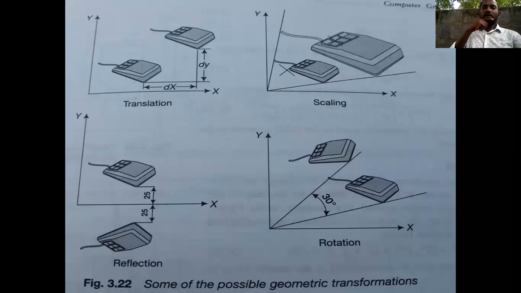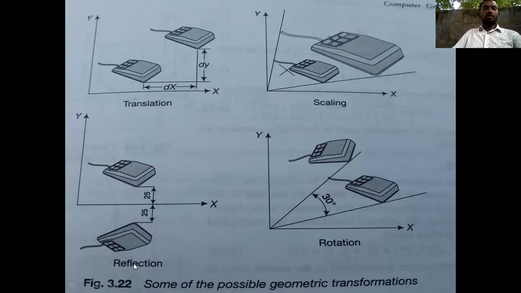See here in this figure: it is a translation, a scaling, a reflection, and a rotation. Translation is moving from one direction to another, in the x direction and in the y direction. Scaling is nothing but zooming. Here the initial object is like this and the final object is like this, so the size is increased. This is scaling, also called zooming.